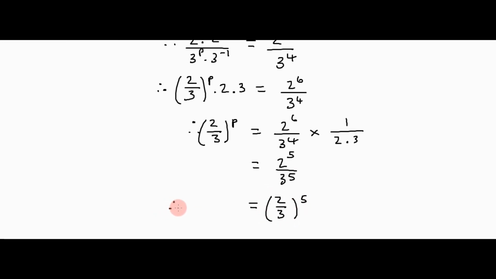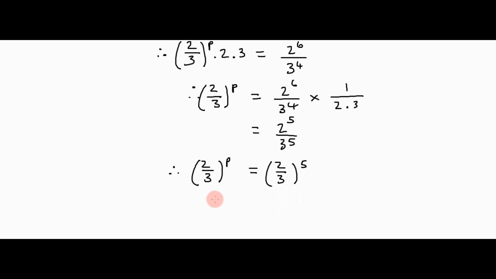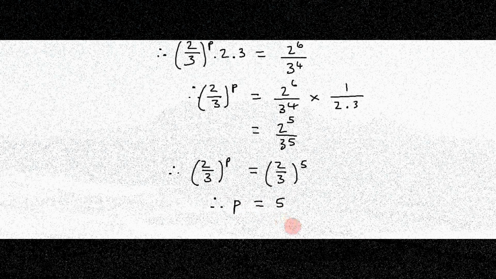So we have 2 over 3 to the p equals 2 over 3 to the 5. The bases are the same, so the powers must be equal. In other words, p must equal 5.